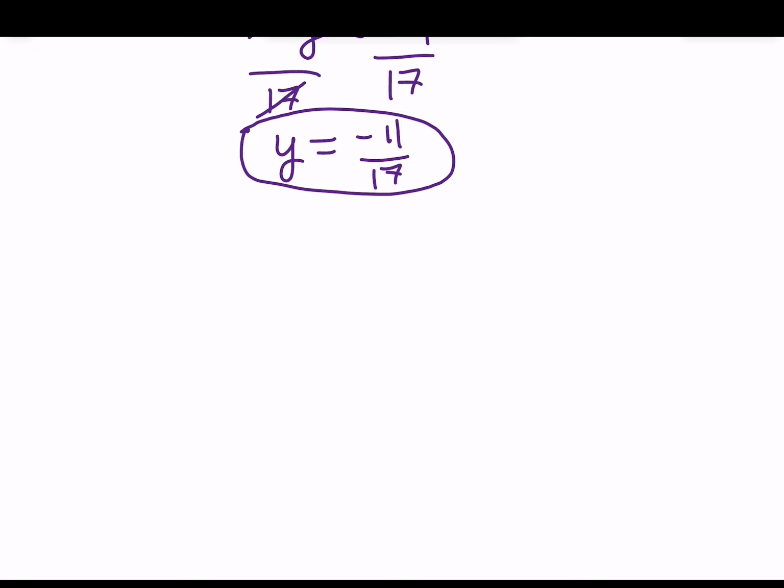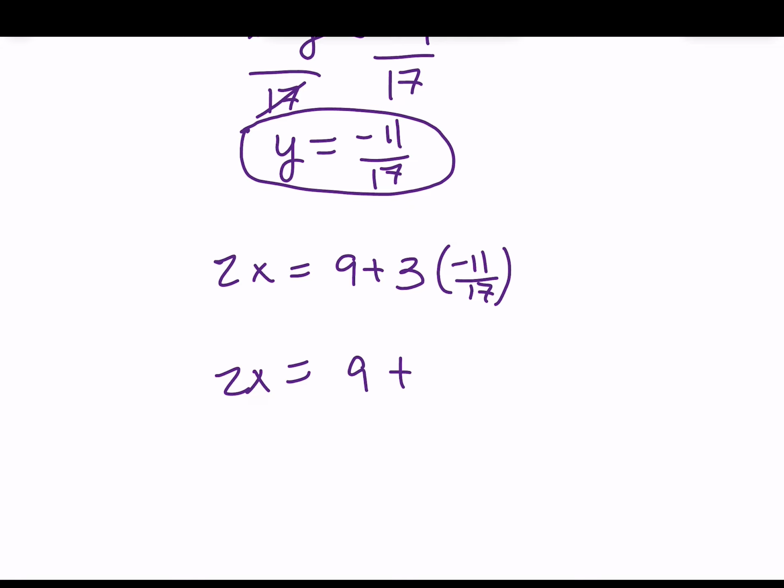So now we can plug in that negative 11 over 17 into one of the original equations, and we'll use the first one. 2x equals 9 plus 3 times negative 11 over 17. Okay, left-hand side stays the same. 2x is equal to 9 plus 3 times negative 11. We'll change that to a minus, so it's minus 33 over 17. And to make sure we have a common denominator, I'll multiply the 9 by a clever 1, which is 17 over 17.